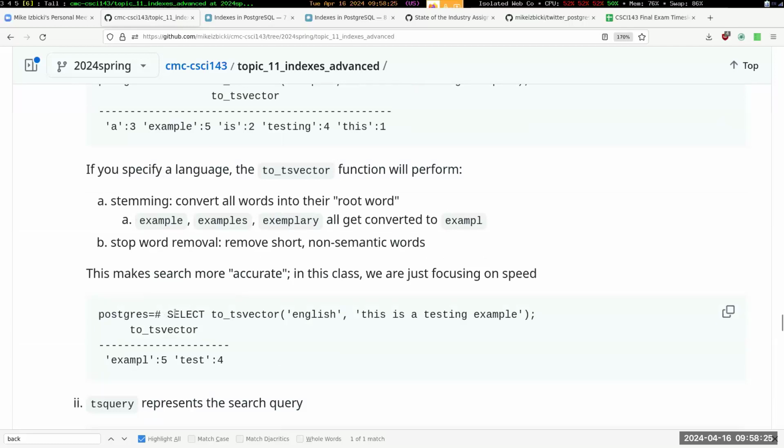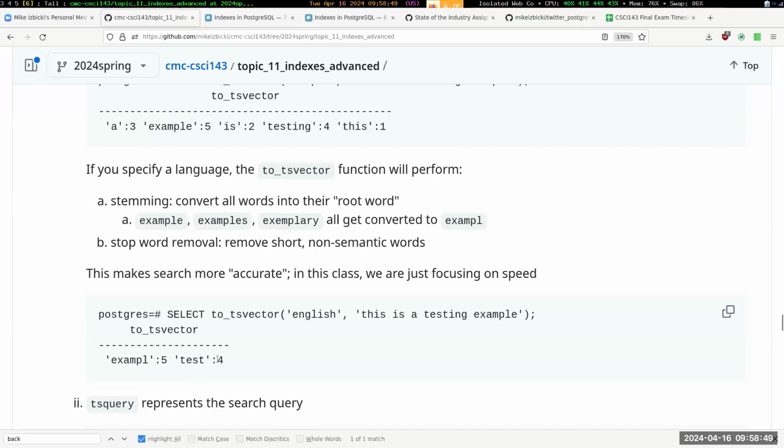And so down here is an example of this toTS vector using the English language right here. This is an example, and this is the actual contents of what is stored in that TS vector. So the word example over here, truncated to just exampl without the E at the end, and the word testing over here converted to the word test over here.